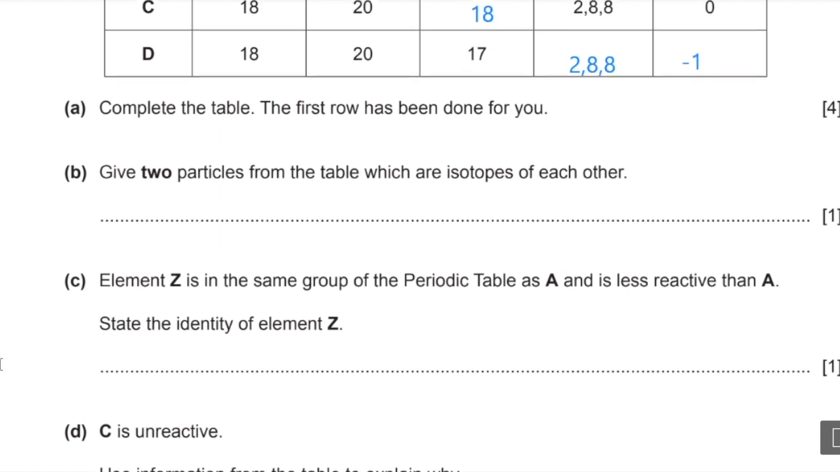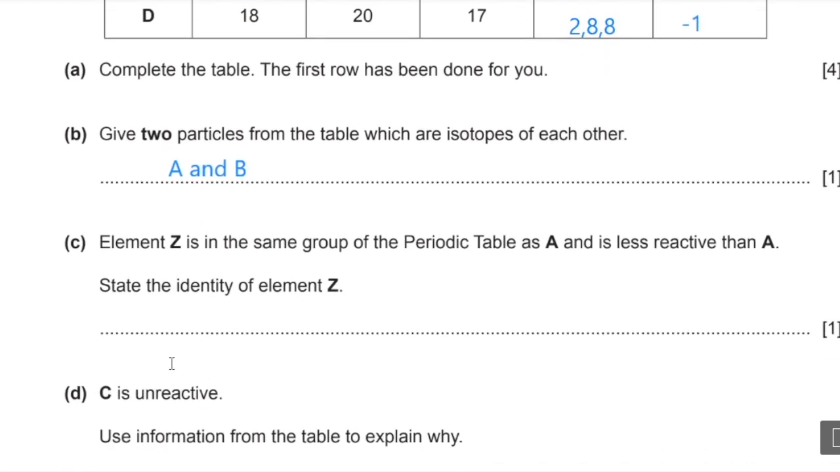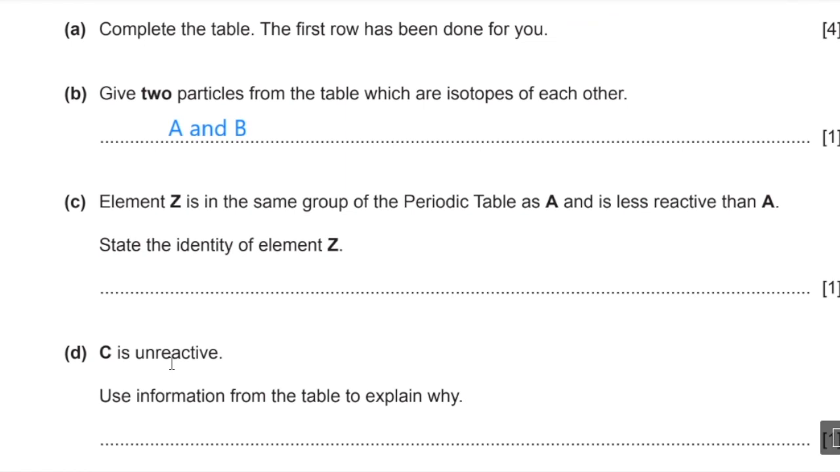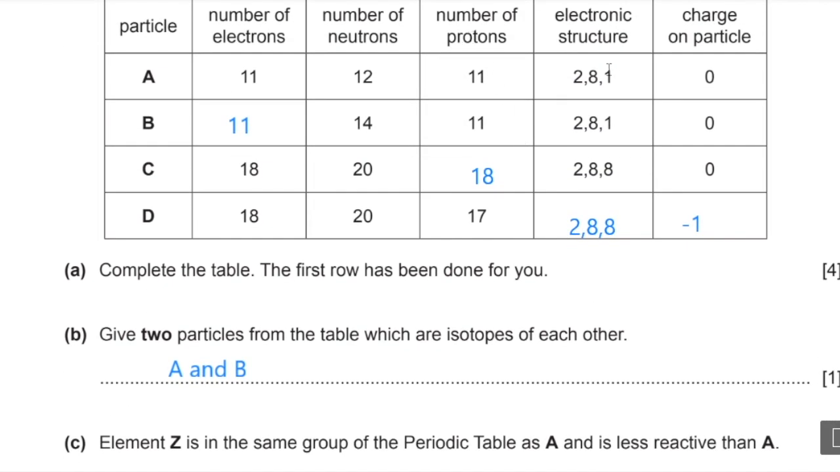We give 2 particles from the table which are isotopes of each other, meaning that they have the same number of protons but different number of neutrons, which are A and B. C, element Z is in the same group of the periodic table as A and is less reactive than A. Right, so first look at element A, and as you can see over here, it has 1 electron in its last shell, meaning that it is in group 1. And looking at its proton number, it has a proton number of 11, so it is sodium.